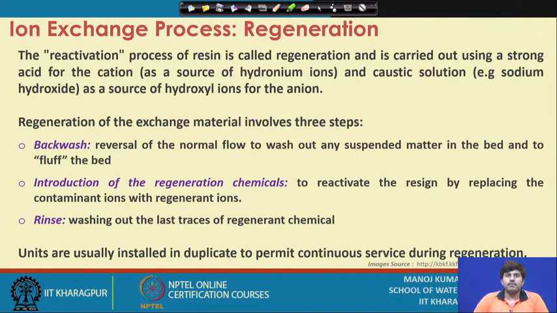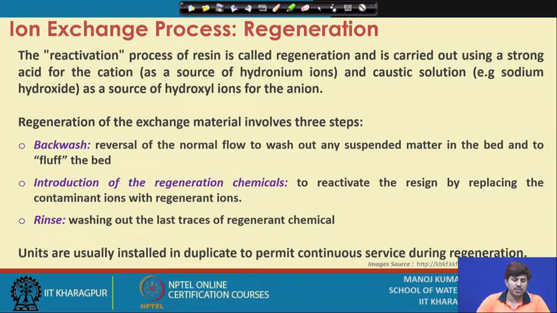The ion exchangers need to be reactivated or regenerated. Regeneration is essentially the process of reactivation of the resin again, which is carried out using a strong acid for the cation as a source of hydronium ions, and a caustic solution like sodium hydroxide as a source of hydroxyl ions for the anions. This regeneration of the exchange material involves three different steps.